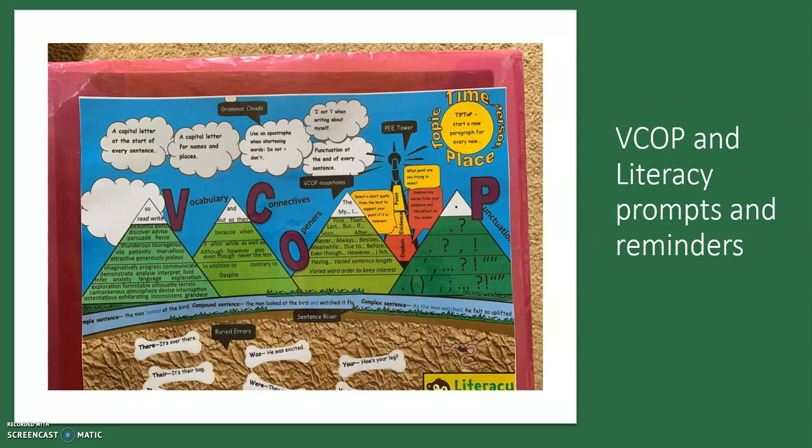This is a VCOP and literacy prompt and reminders. So things like, you've got your VCOP pyramids there, like vocabulary, connectives, openers, punctuation. Up here in the clouds, we've got some things just to remind us of having a capital letter at the start of every sentence, and for names and places, just some punctuation reminders. Down here we've got some common errors like there and their, was and where, your and you're, and how these are used. So that's there for you as well to have a wee look at.